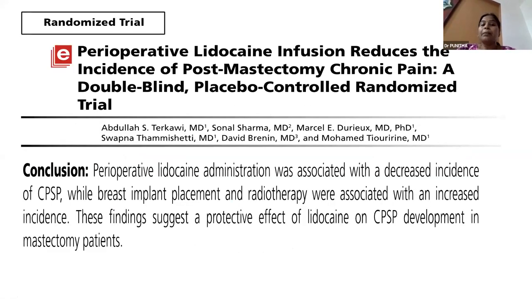Perioperative lidocaine also reduces the incidence of post-mastectomy chronic pain, and this was found to be associated with decreased incidence of chronic post-surgical pain. However, breast implant placement and radiotherapy were associated with increased incidence in this study. In this study, they had used the lignocaine infusion even in the postoperative period. Next slide.